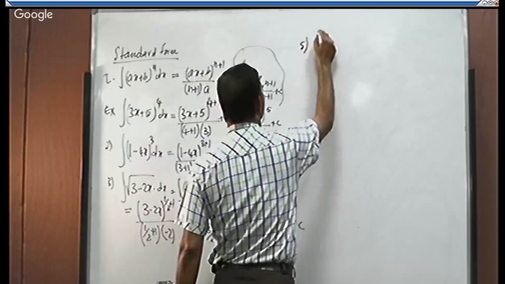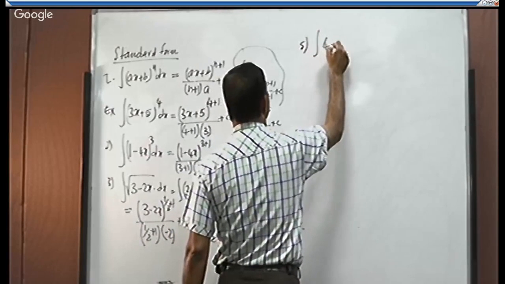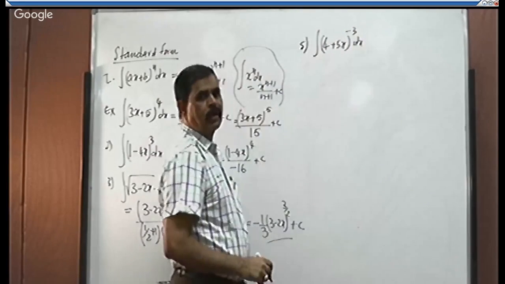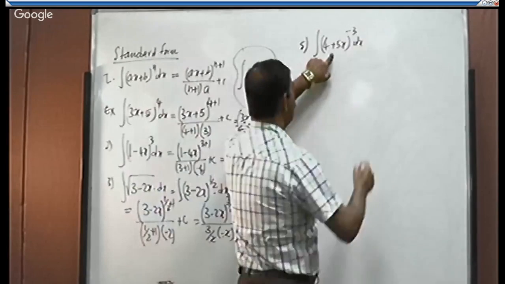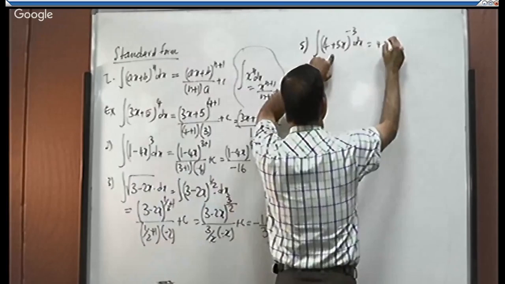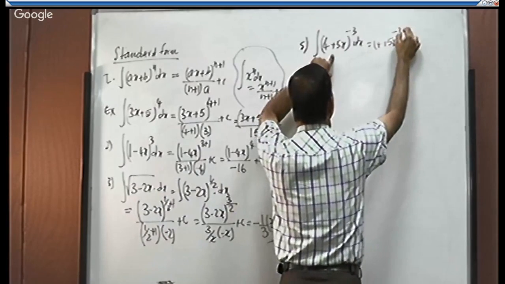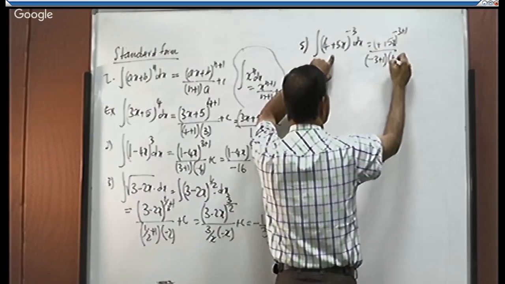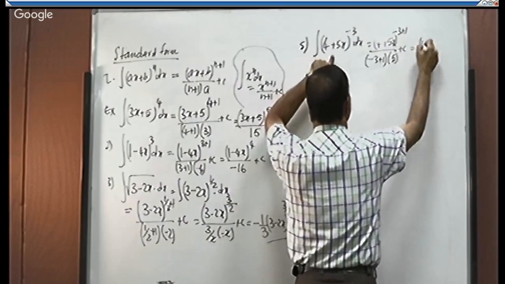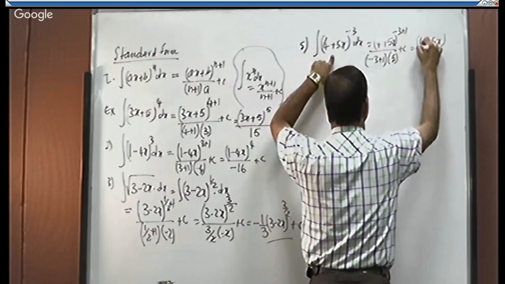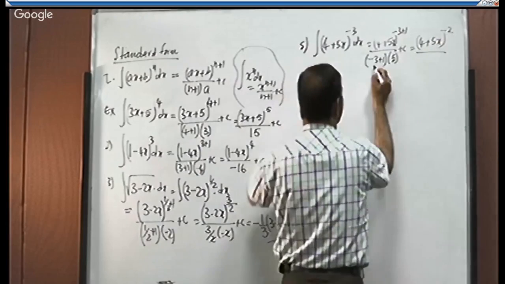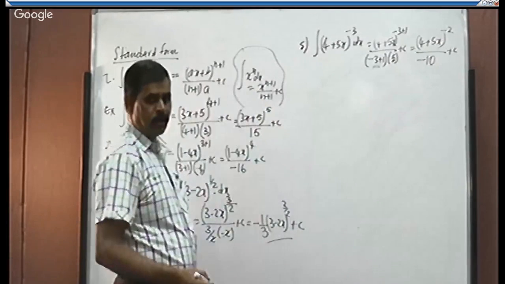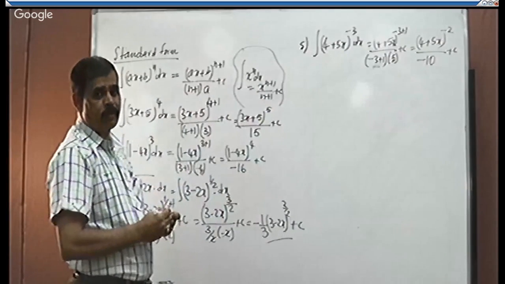Fifth one, integration of (4 plus 5x) to the power of minus 3 dx. It is of what form? ax plus b. That is (4 plus 5x) to the power of minus 3 plus 1, divided by minus 3 plus 1, into the x coefficient. What is the x coefficient? 5, plus c. That is (4 plus 5x) to the power of minus 2 divided by minus 2 into 5, which is minus 10, plus c. So like that, you can have the ax plus b form, right?